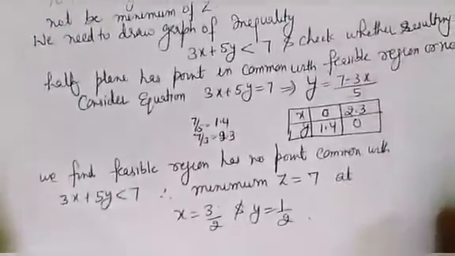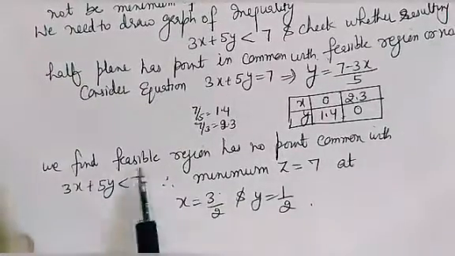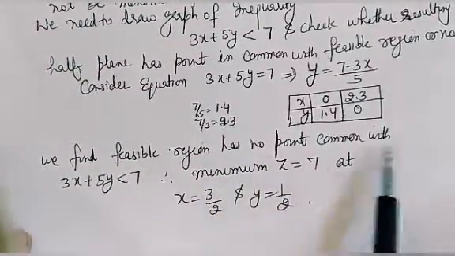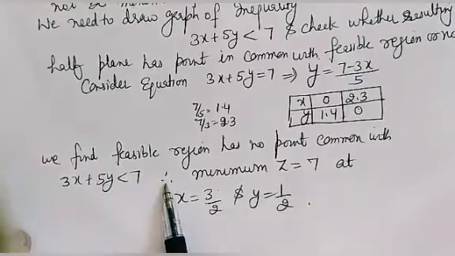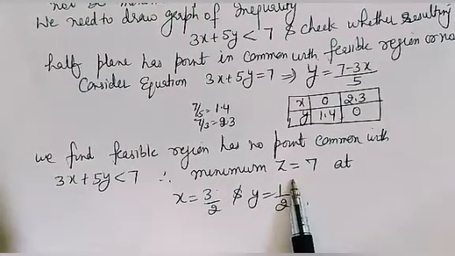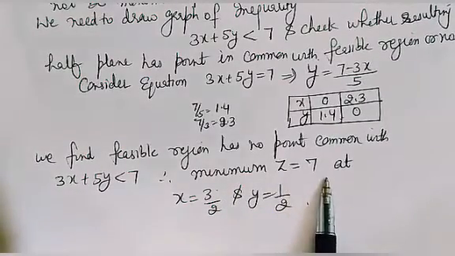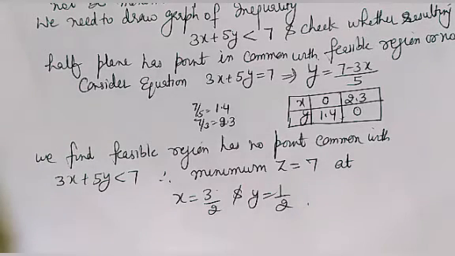So what is concluded? We find the feasible region has no point common with 3x plus 5y less than 7. Therefore the minimum value of z is equal to 7, and it is lying at x equal to 3/2 and y equal to 1/2.